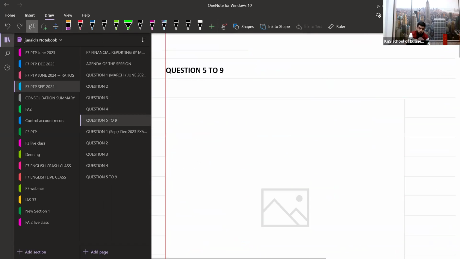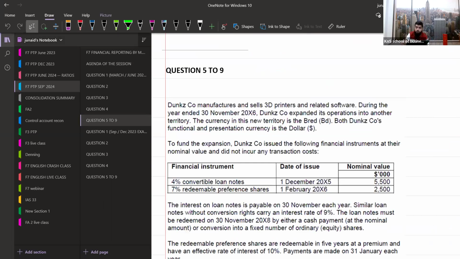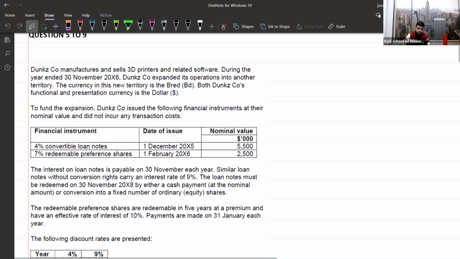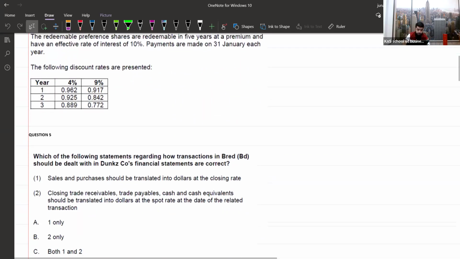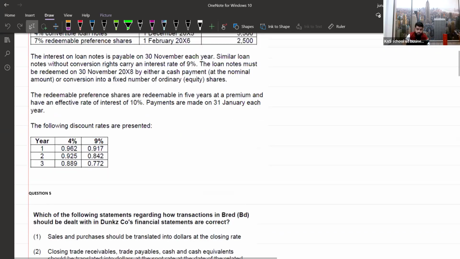Now, let's move on towards the OT case. This is the OT case that was tested in March, June 2024. So let's try to read out the question, and then there will be 5 requirements related to that particular OT case. So we'll solve it.